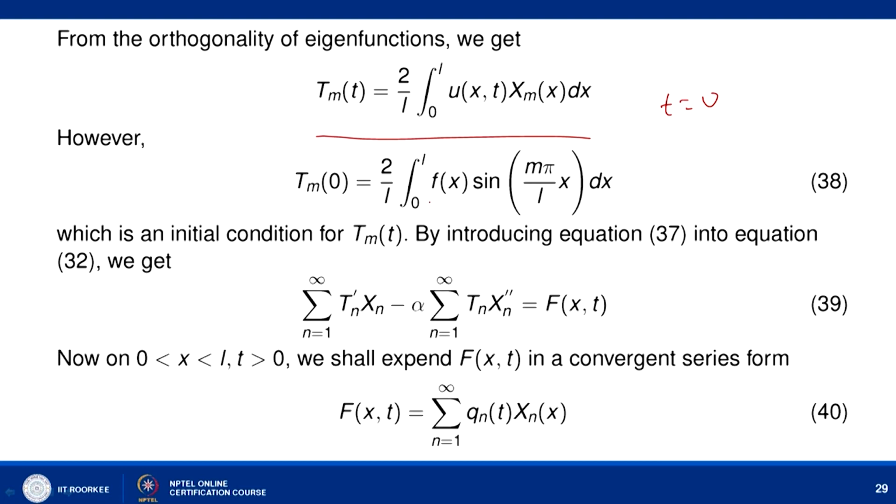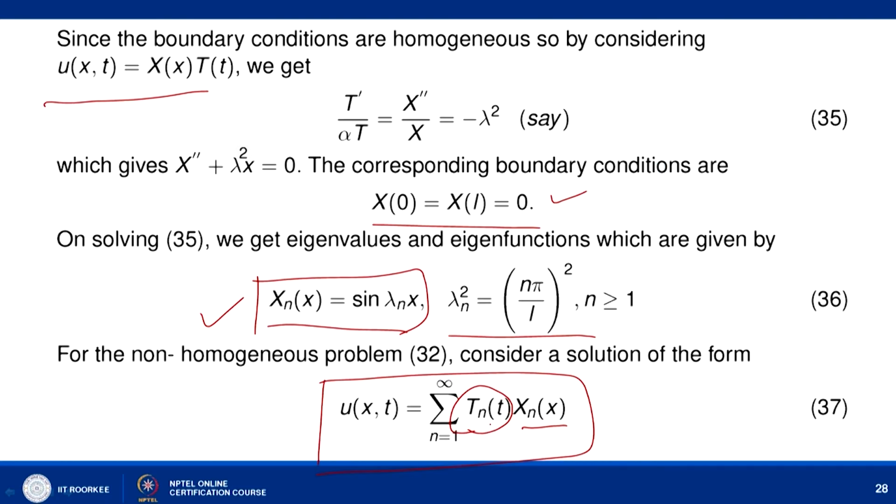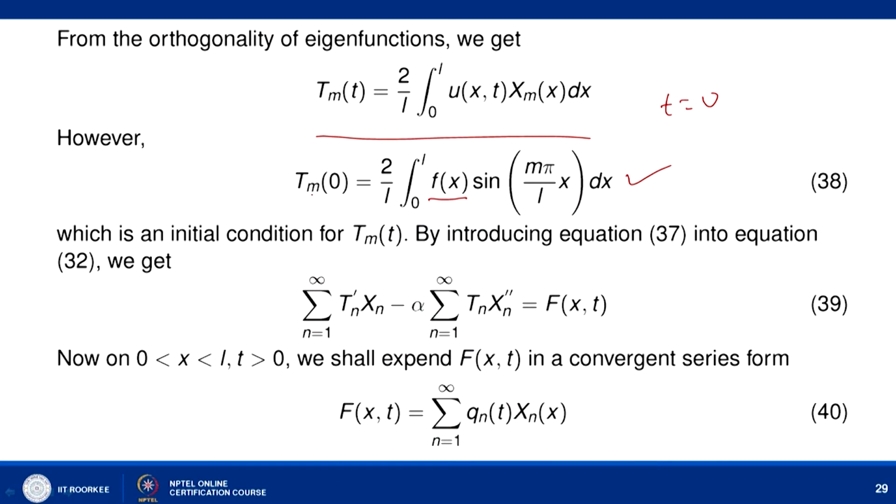0 to L. Now, u(x,t) at t equal to 0 is given by f(x). So, T_m(0) is given as 2 by L integral 0 to L f(x) sin(m pi x by L) dx. So, it means that we need to solve our expression for T_n(t), so that this u(x,t) will be a solution of the non-homogeneous problem with the initial condition, that is T_m(0) equal to 2 by L integral 0 to L f(x) sin(m pi x by L) dx.